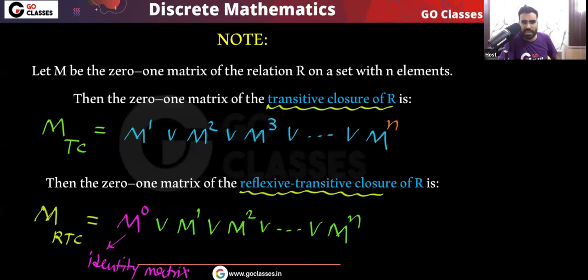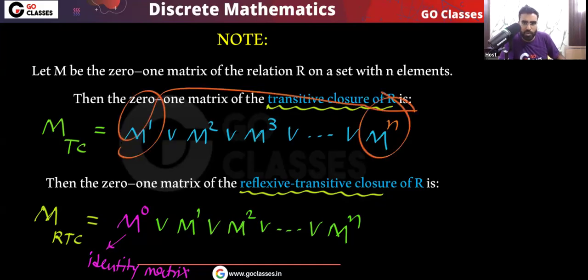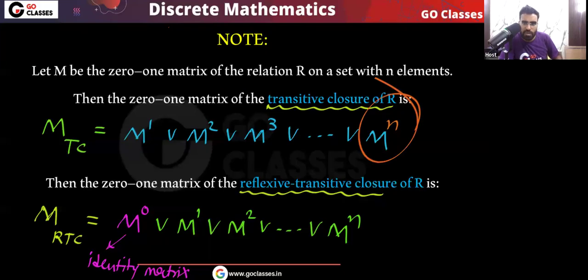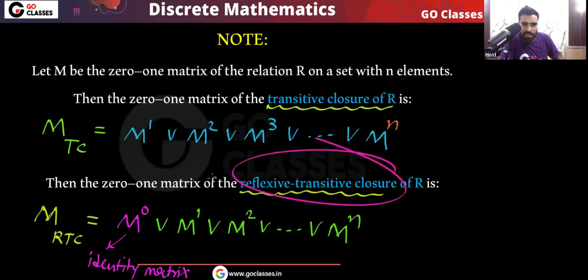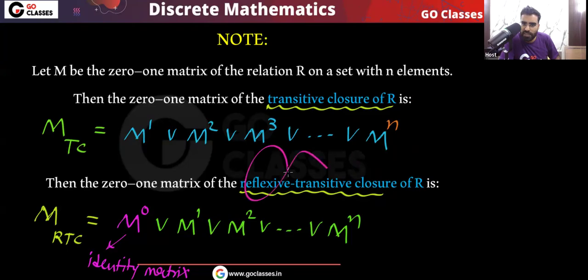Now something interesting that I want to tell you. When you are finding the transitive closure, you are going from M power 1 to M power n, because this M power n was capturing the worst case of transitivity. But when you are finding the reflexive transitive closure, then you will start from M power 0. You don't have to go till M power n. You can go till M power n minus 1. That is enough.